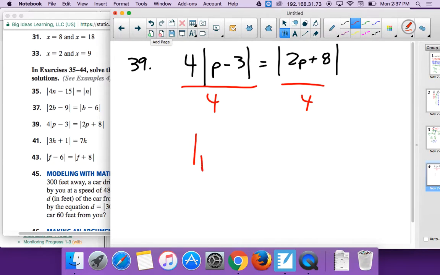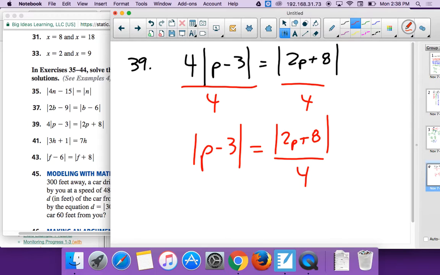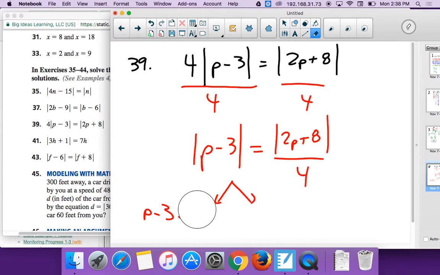You can solve it. It'd be the absolute value of p minus 3 equals the absolute value of 2p plus 8, all divided by 4. You can solve it and now go plug your negatives in. That's one option, just like before. Just so you're clear, this one would be 2 problems. You'd have the original, p minus 3 equals, the absolute value goes away when you split them up, 2p plus 8, all divided by 4.